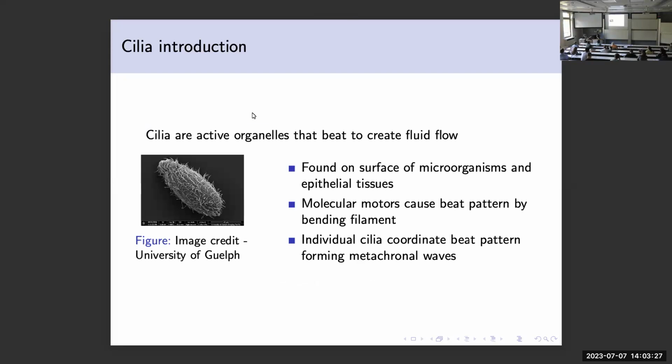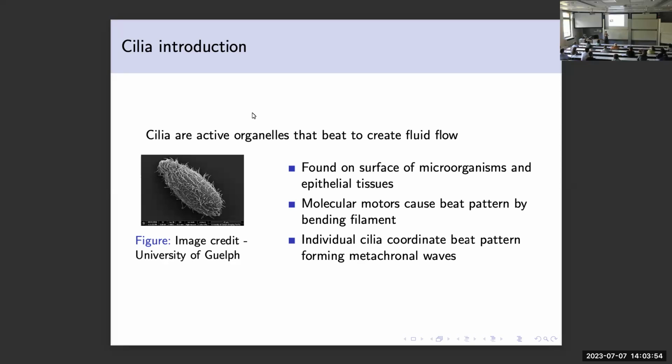To start with an introduction, quite a lot of you will know about cilia already, but they're active organelles that you find on the surface of things like microorganisms. They're in epithelial tissue, so you find them in your lungs and in various parts of the body. Adam's talk earlier, in one of the stages of his parasite, showed an image with lots of cilia on his parasite. So you get them all over the place.